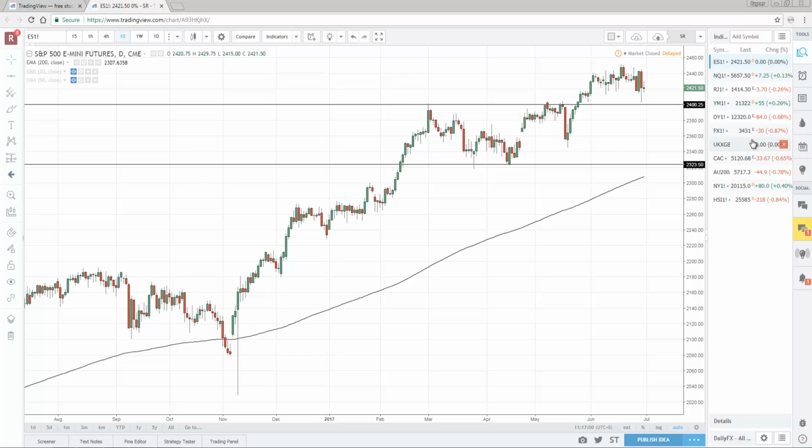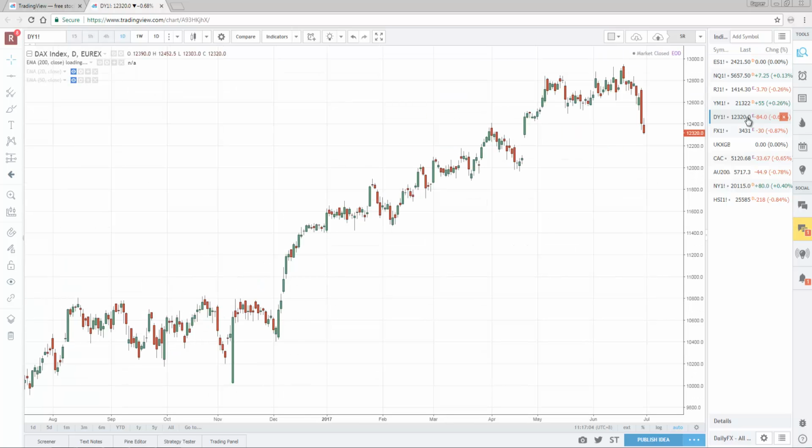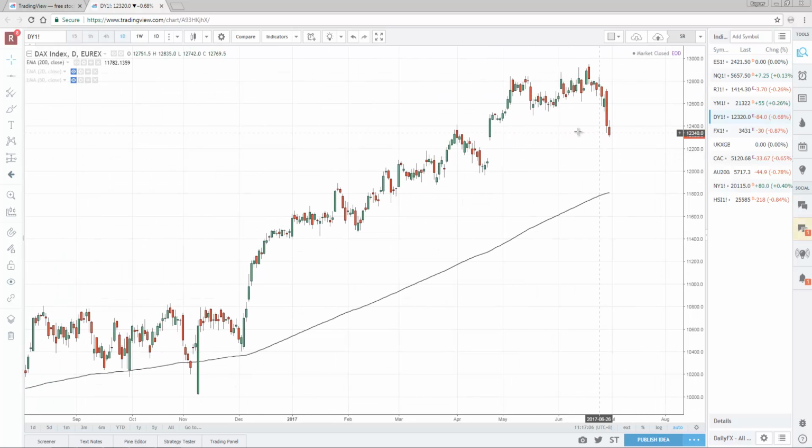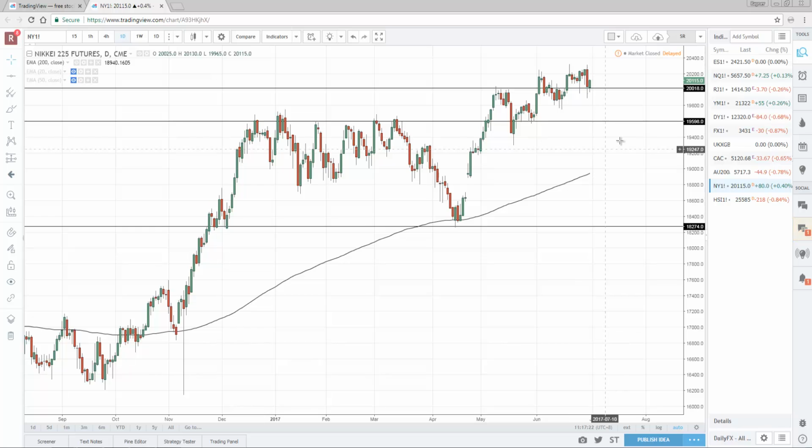Let's look at... What else? How about the DAX? Okay, so this is the DAX, right? Same thing, still bullish, but not as bullish as the S&P. As you can see, the retracement is stronger, coming into possibly this area of previous resistance turned support, right? So again, still above the 200 period moving average. Somewhere closer to home, Asia, the Nikkei 225, right? Still bullish. Price is trading near the highs and it's above the 200 period moving average.